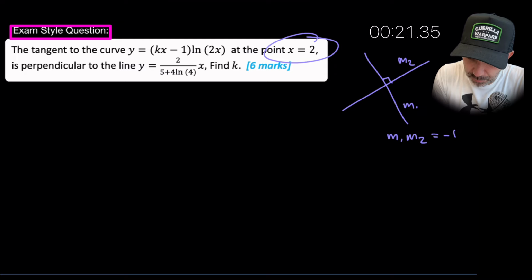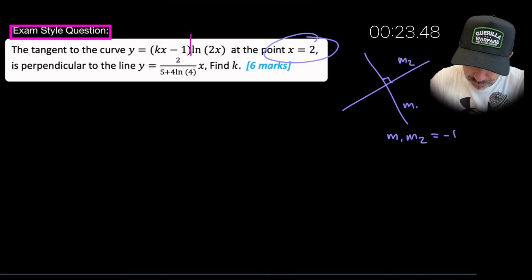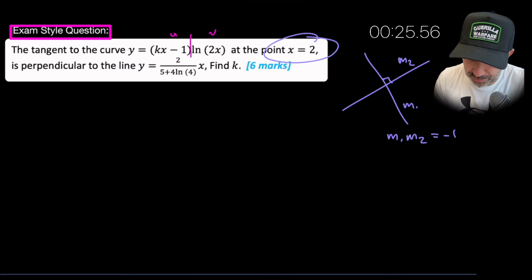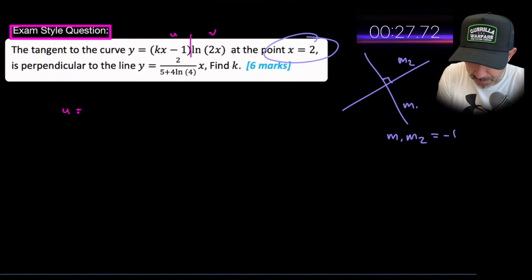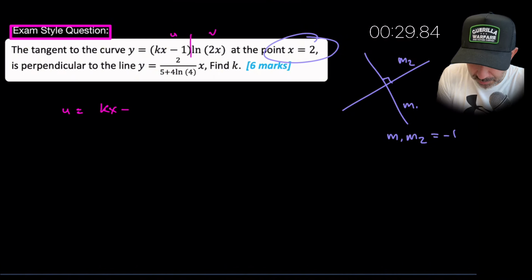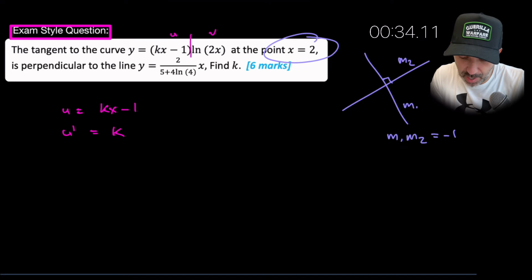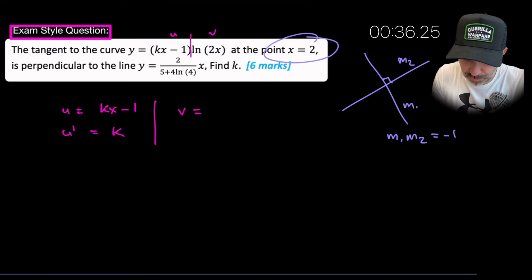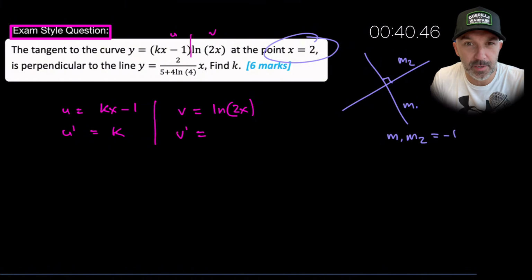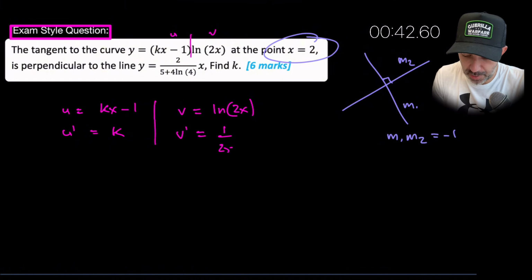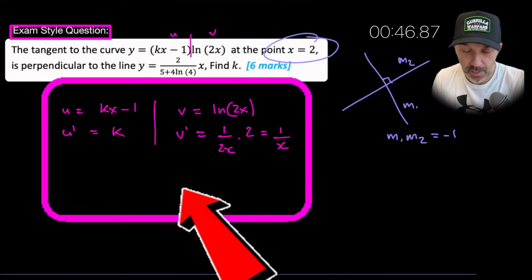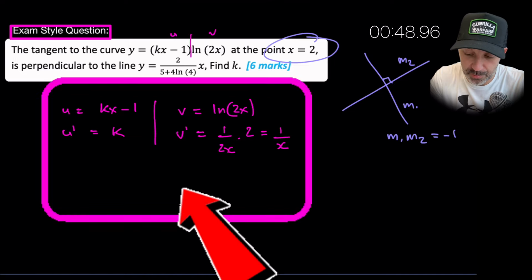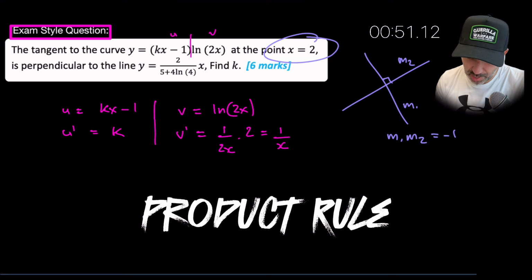Right, so if we differentiate this curve, this is a product. So u, v, so let's go ahead and label up. u is kx minus 1, so u prime is simply k. v is natural log 2x. So therefore v prime will be 1 over 2x times 2, which will just still result in 1 over x. Okay, so we have all of the elements to put into the product rule now.